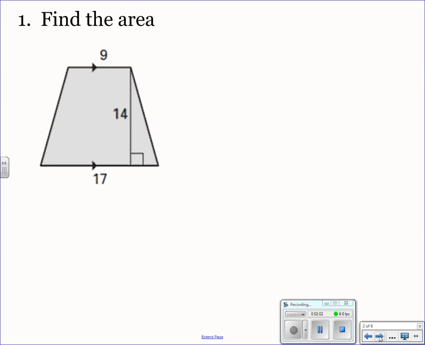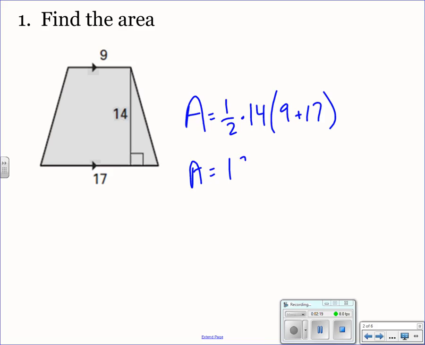So our first example, they give us the height and the two bases. So it's just as easy as plugging into the formula, plugging and chugging. So area is 1/2 the height, which is 14, times 9 plus 17. That ends up being 182. They didn't give us units, so you don't have to give me units squared.